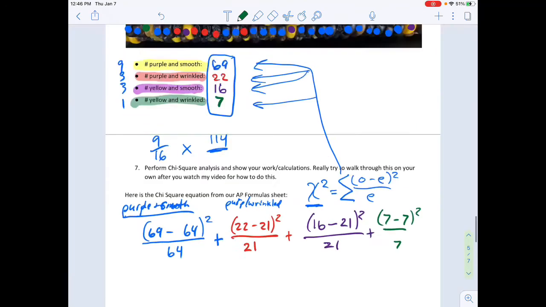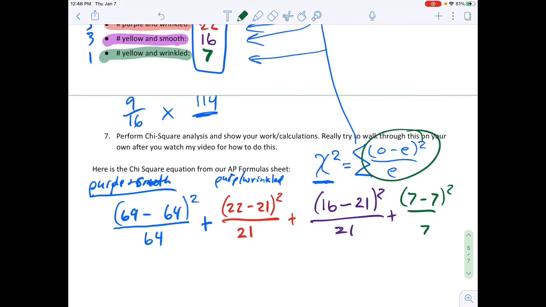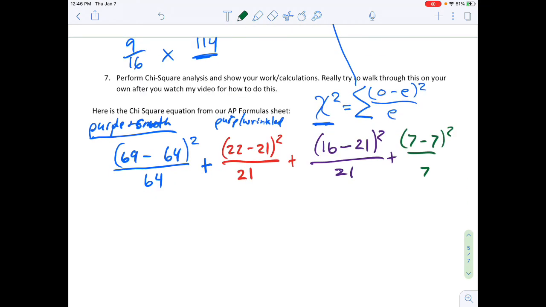Okay, so we've written out this. Now we have to do the summation and add them up and then compare that to our table.